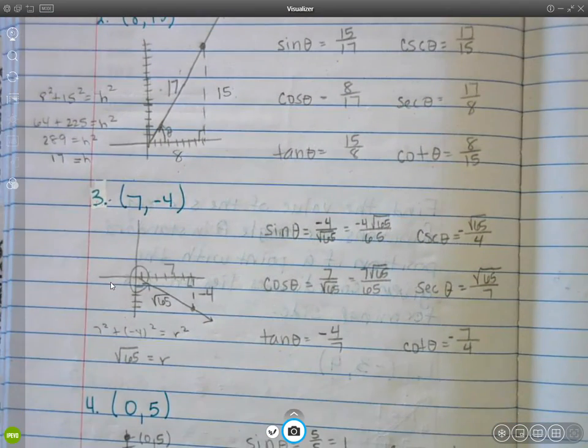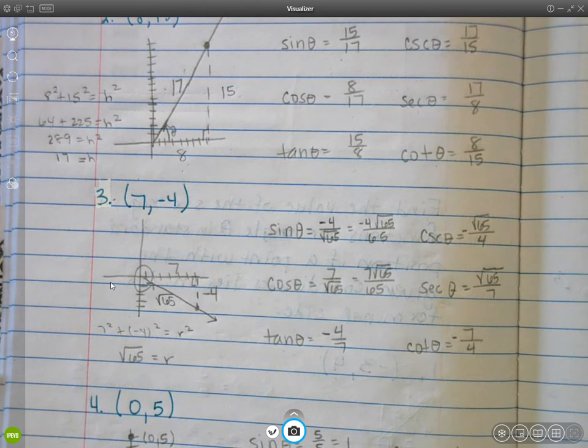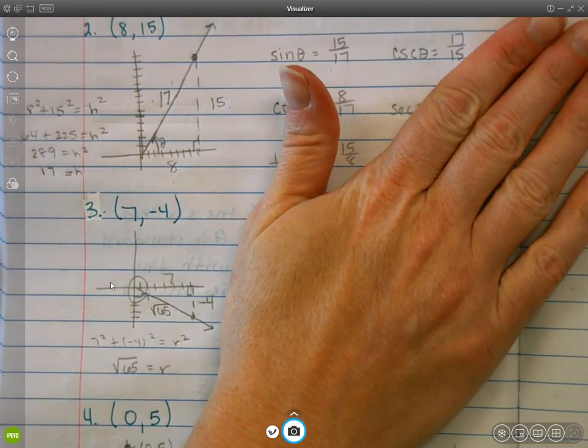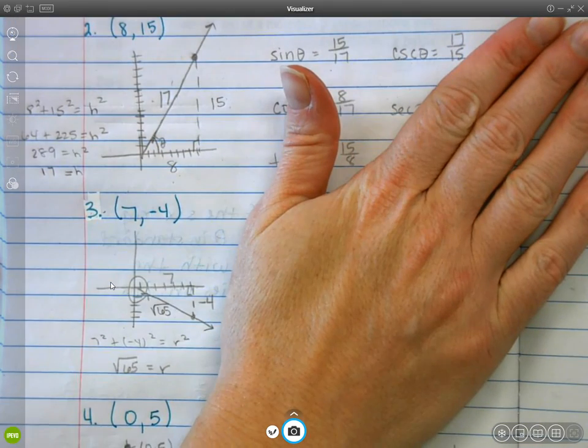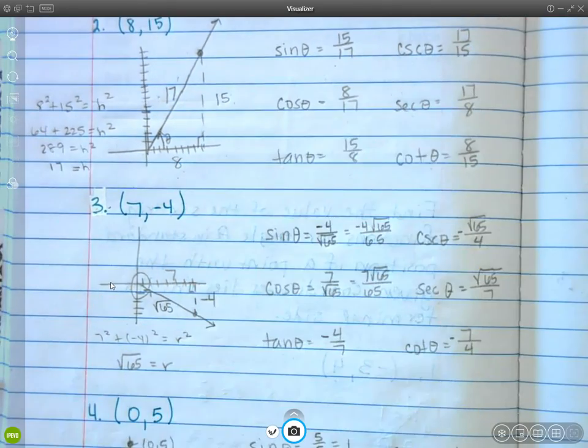Alright, number 3, I want you to pause and try it on your own and then play the video and see how you did. Obviously, don't look at the screen because you can see those. So pause it while my hand's there. Now try it and see what you come up with.